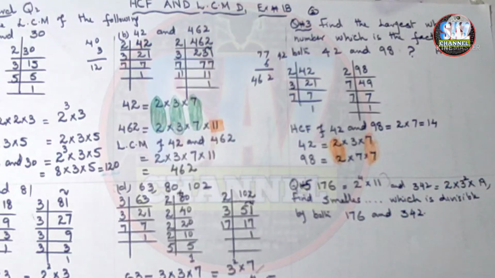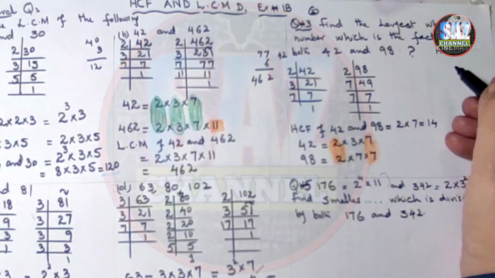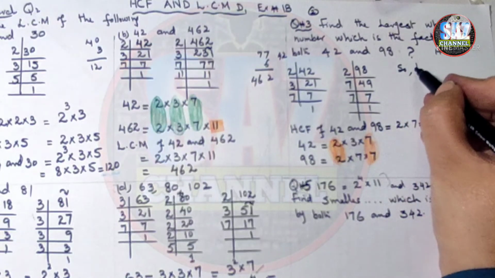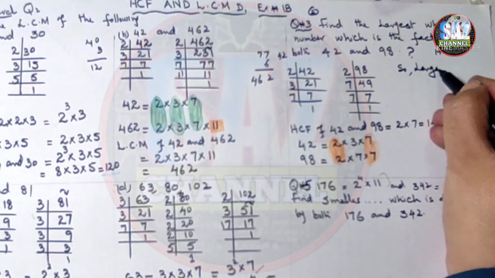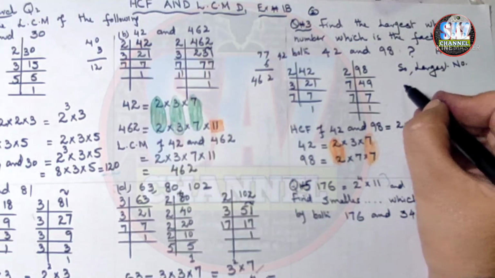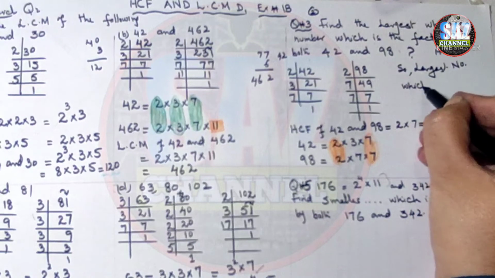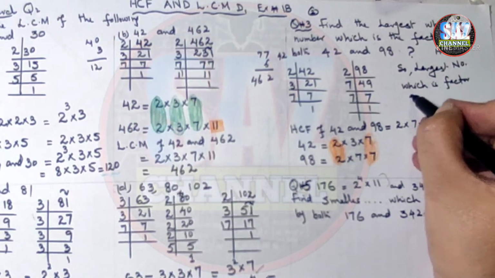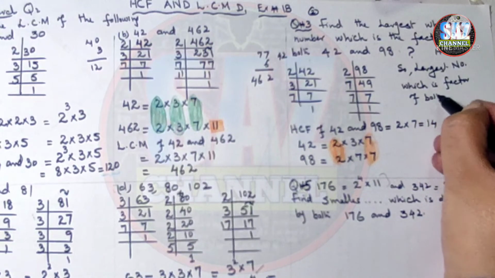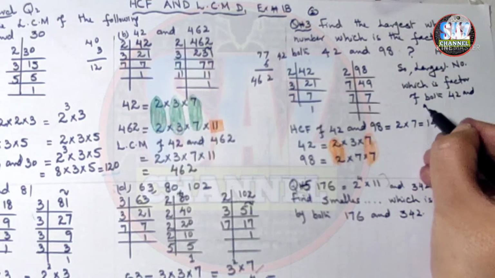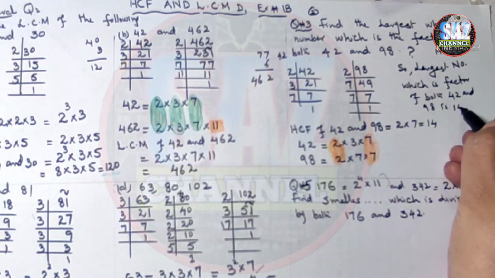14. So the greatest number, the largest number which is the factor of both 42 and 98 is 14. Do you know what are the factors?